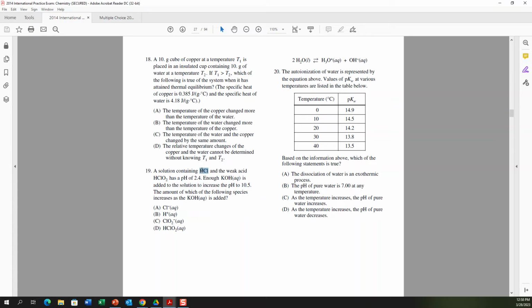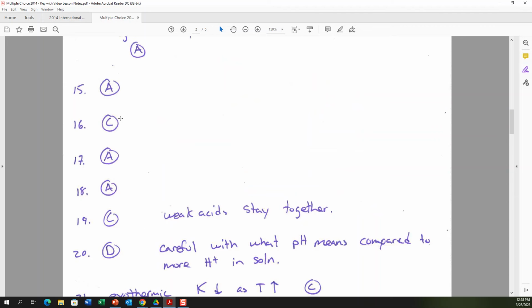So remember, the HCl is already dissociated, right? So you're not going to increase the amount of chloride, because the amount of chloride in the solution initially is the amount of HCl that you added, because it completely dissociates. You will gain chlorite, ClO2 minus, because this is a weak acid, it stays together. So as you add the OH minus and it takes away all this H plus, once all that H plus is gone, the OH minus will then take this H plus away, and then you'll start increasing the amount of that ion there. So the answer is C. And it's because weak acids stay together, strong acids dissociate.